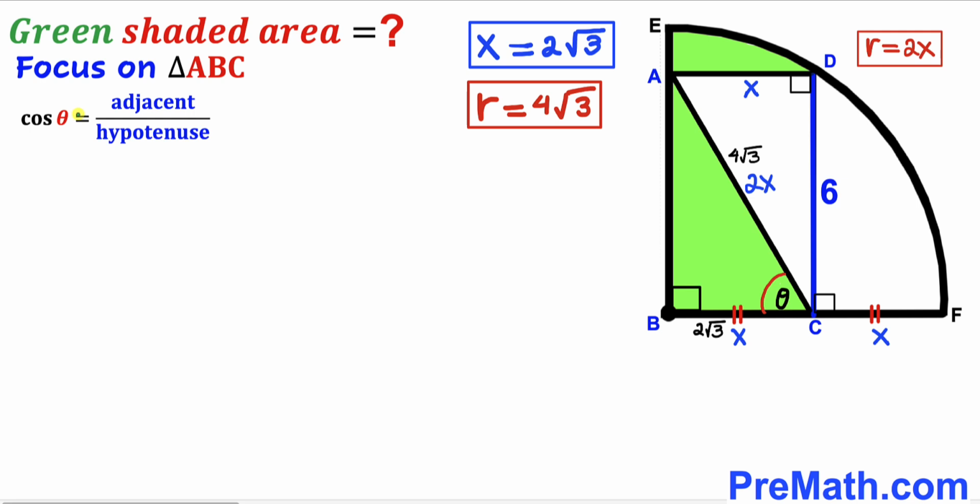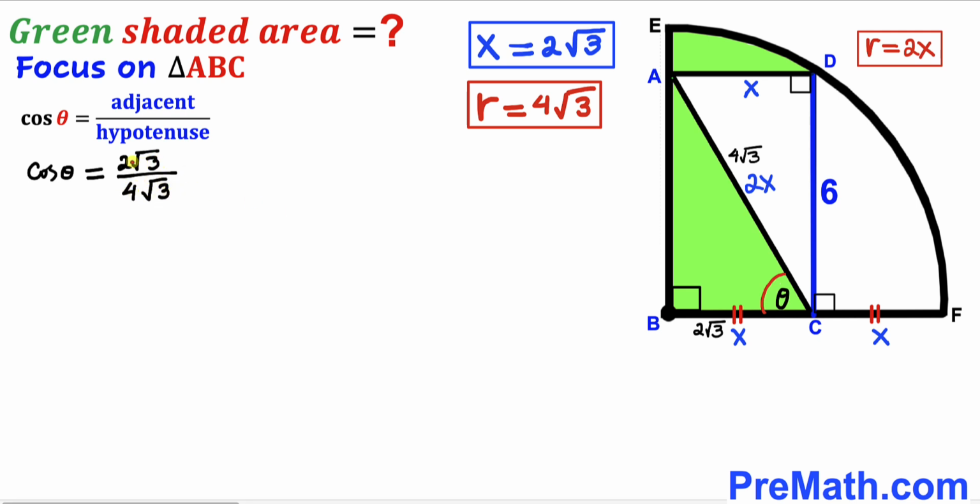And now let's recall the trigonometric ratio. Cosine of theta is always equal to adjacent divided by the hypotenuse. So for this green triangle ABC, this side BC is going to be our adjacent, whereas this diagonal AC is going to be the hypotenuse of this green triangle. So therefore our cosine theta value is going to be equal to our adjacent side, 2 times square root of 3, divided by the hypotenuse, 4 times square root of 3.